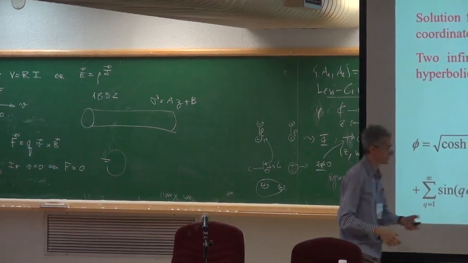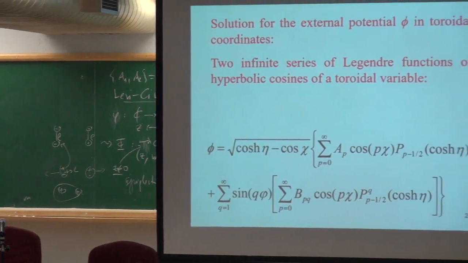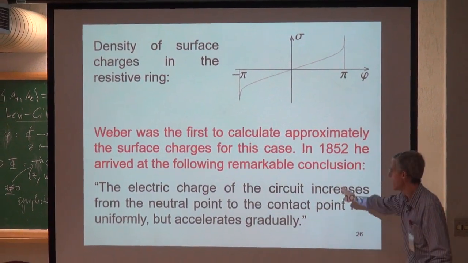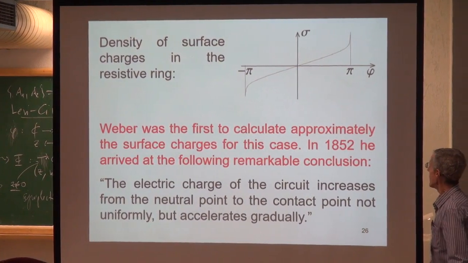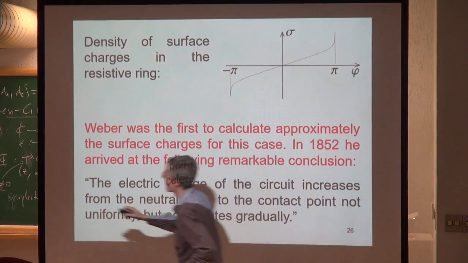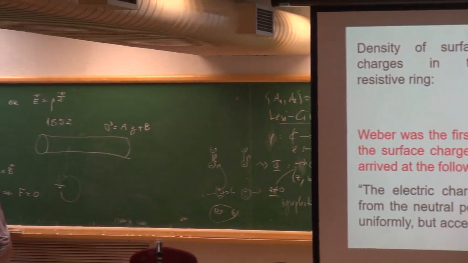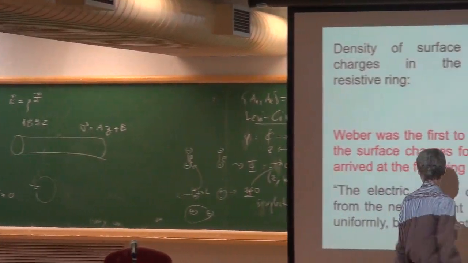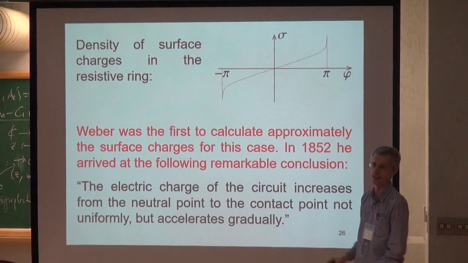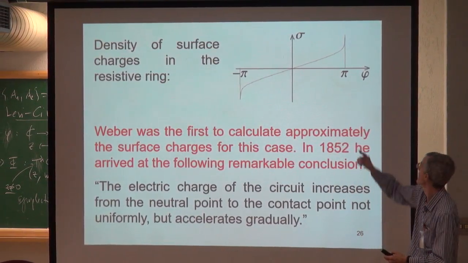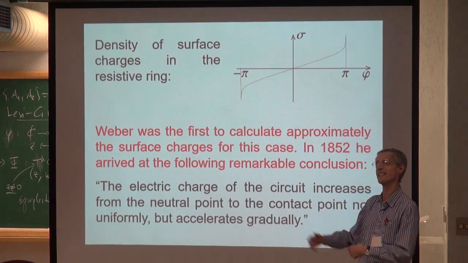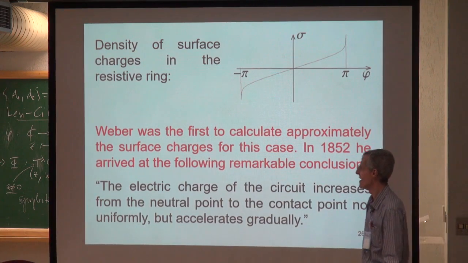I will read here his words in this paper. So this is the analytical calculations which we did. Weber, in this paper 1852: the electric charge of the circuit increases from the neutral point, far away from the battery, towards the battery, and not uniformly, but accelerates gradually. Not accelerating speed, accelerating the amount of increasing. So to me, this guy is just remarkable, this Wilhelm Weber, one of my heroes. Okay?